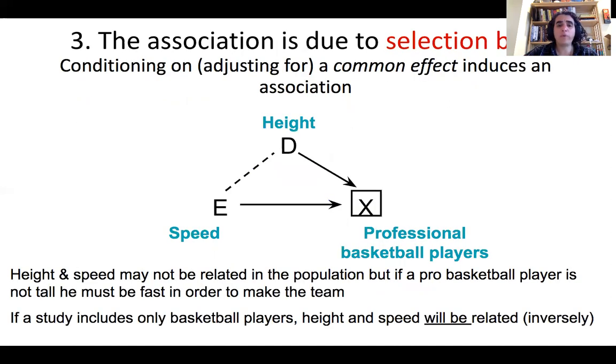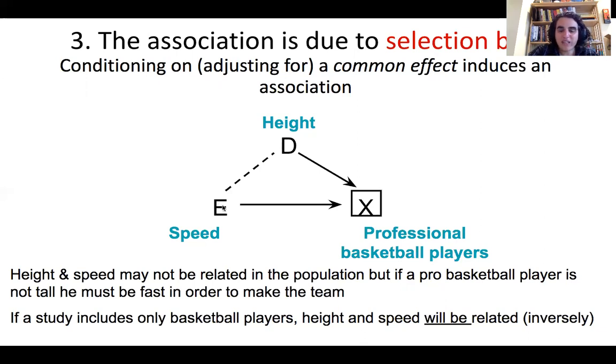As we've talked about before, here's another example. If you look at an association between height and speed in the general population, it doesn't end up being very associated. People who are faster are no taller or shorter than people who are slower at running. But it turns out, if you look at the population of professional basketball players, then the ones who are faster tend to be shorter.